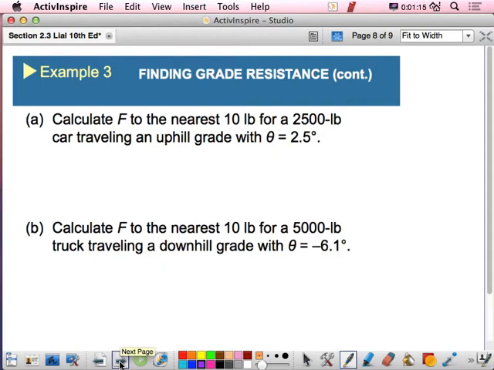We would like to calculate the force to the nearest 10 pounds for a 2,500 pound car that is traveling an uphill grade of 2.5 degrees. This is just a really simple, really direct application. You don't even have to do any conversions because they allow the force to be measured in pounds.